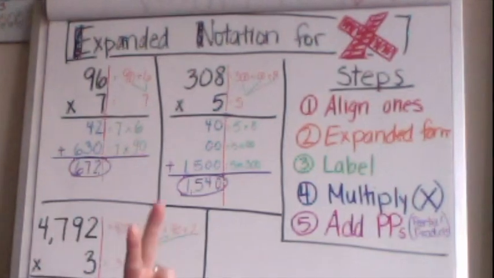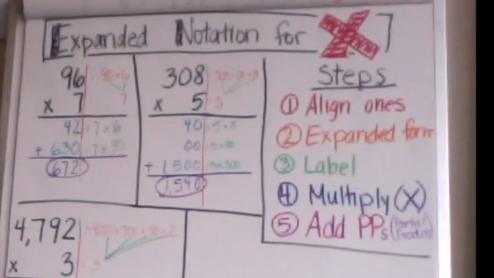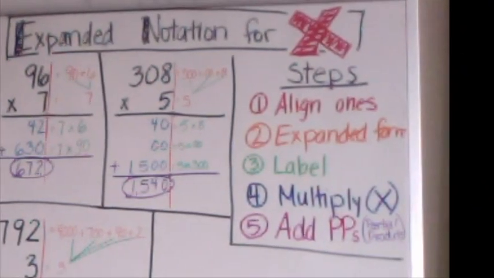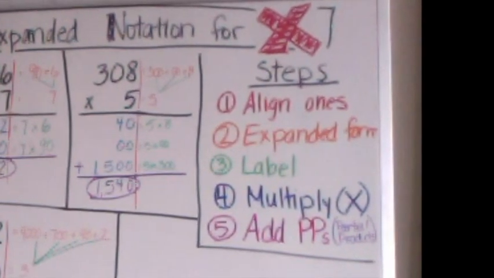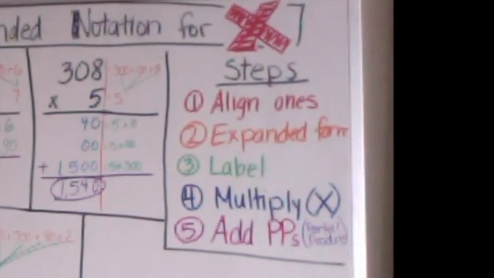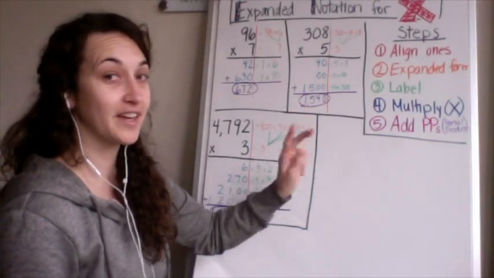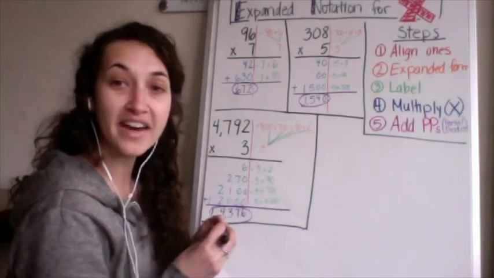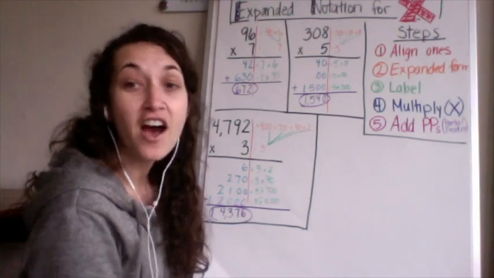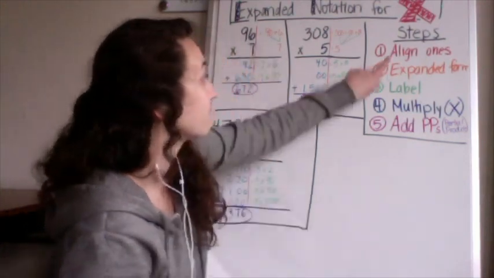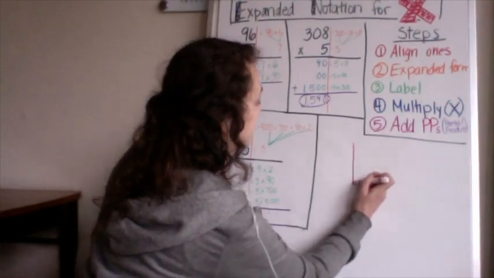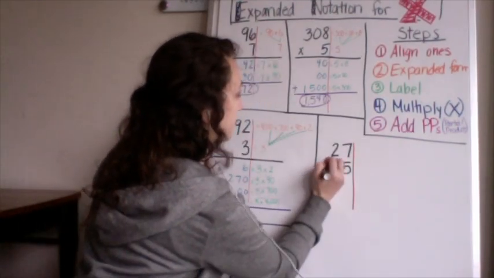Moving on to expanded notation, let's remember our steps. Number 1, align the ones place. Number 2, expanded form. Number 3, label. Number 4, multiply. And number 5, add our partial products. Now we're going to go 2 digits times 2 digits. Same idea, same everything. Step number 1, align the ones place. Our problem is 27 times 45.